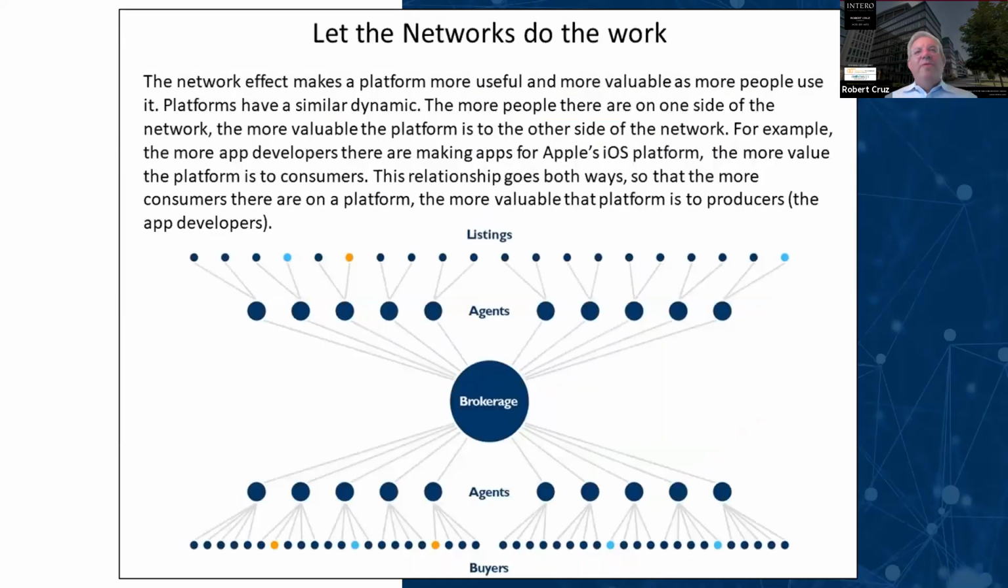All right. So this is what they do. This is what networks do. They make a platform more useful and more valuable as more people use it. Platforms have a similar dynamic. The more people that are on one side of the network, the more valuable the platform is to the other side of the network.